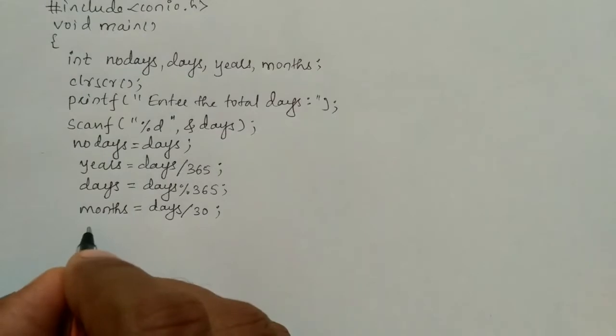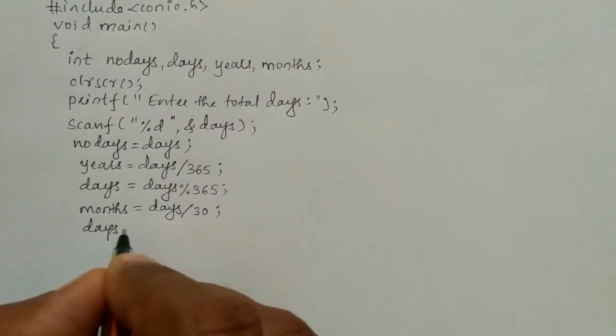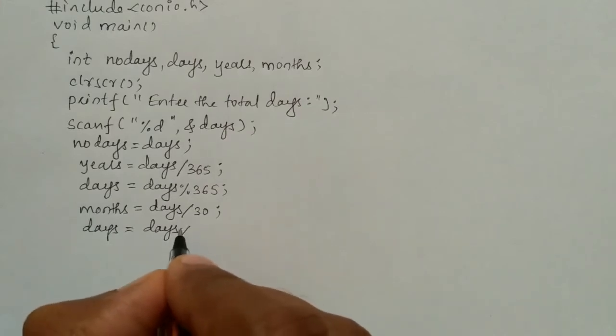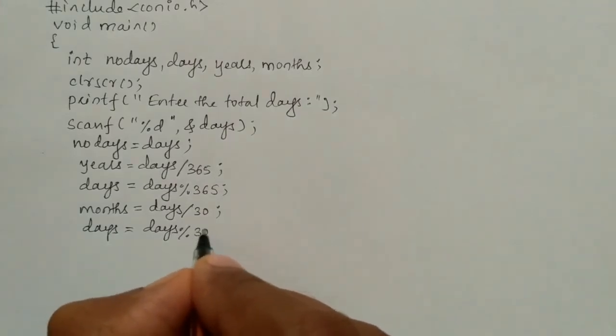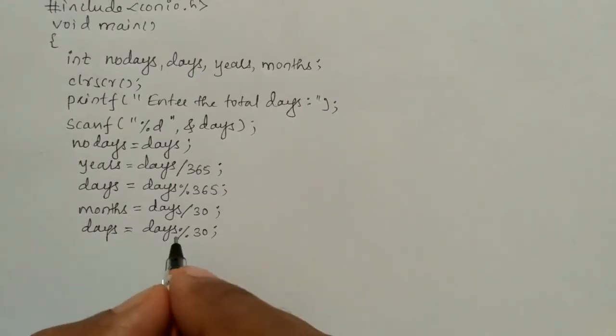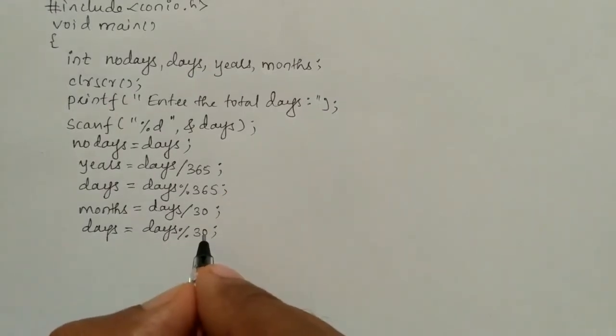Next, after removing months, how many days are left? For that I'm going to write days is equal to days modular division by 30. So this gives us the remaining days, that is the remainder after dividing days by 30.